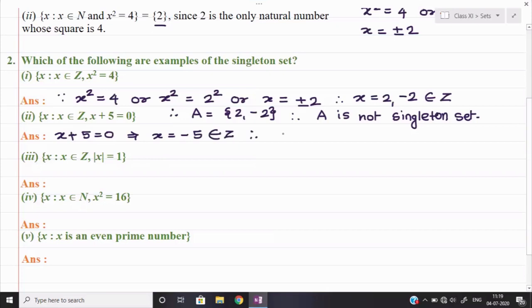So I can say that this set, if I say it is set B, so B will be equal to, we got here one element, minus 5, and since we got only one element, therefore B is a singleton set. Okay, so in the examination you can write down the answer in this manner. First of all you can give the reason why it is singleton or why it is not singleton. So a description written in the beginning makes it clear.